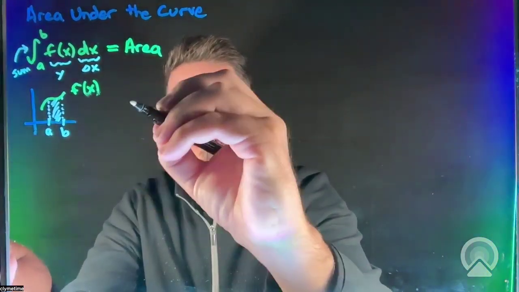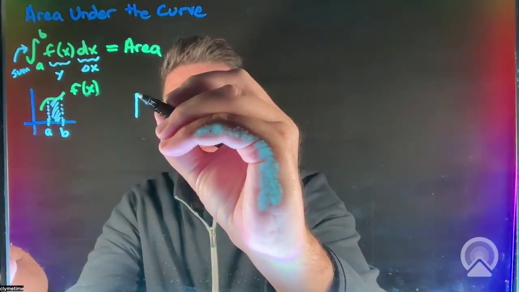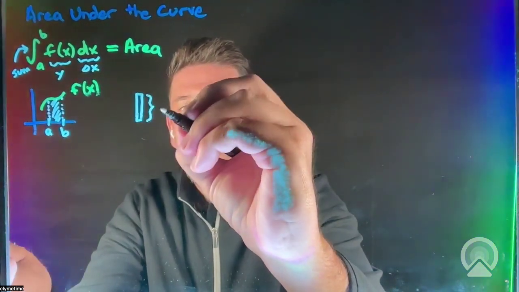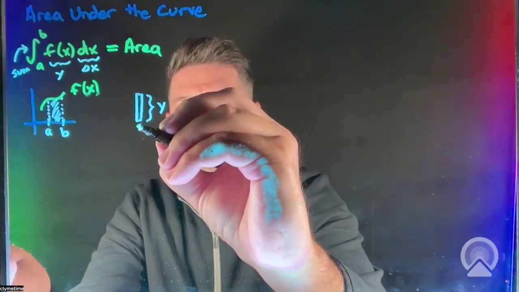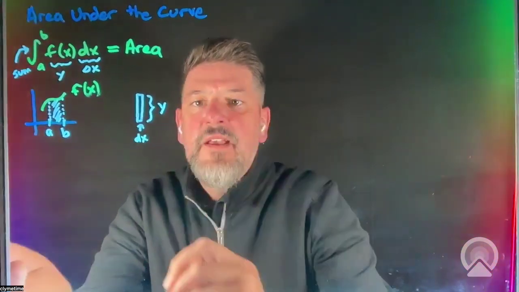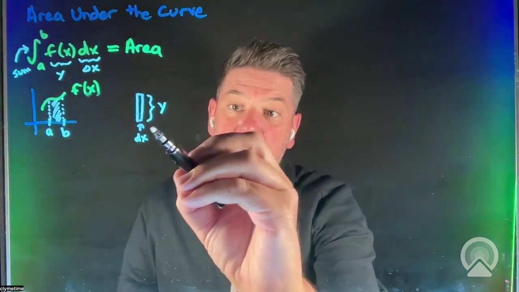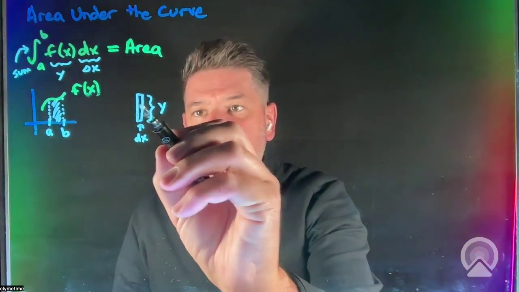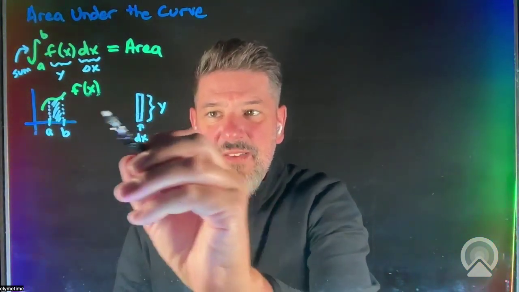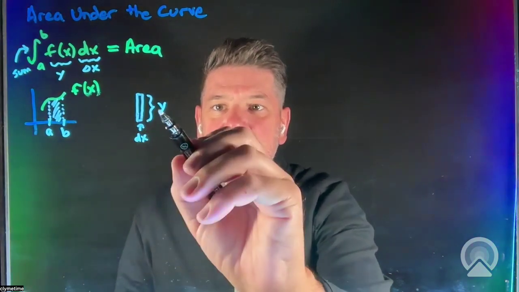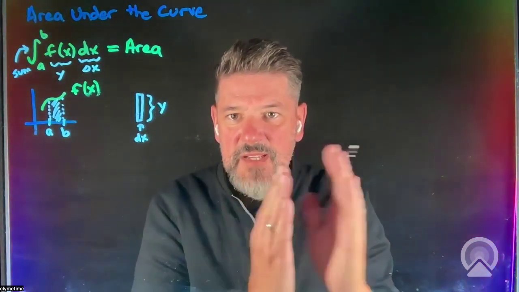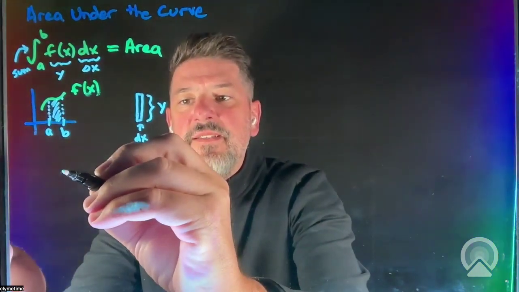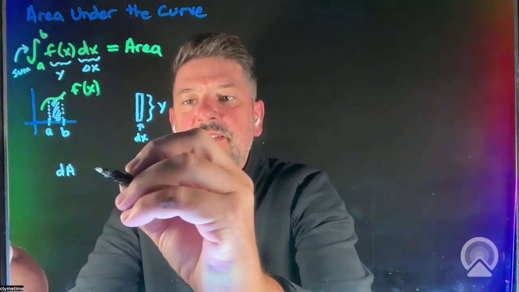So if we look at a little tiny rectangle, and let's say this little tiny rectangle has a height of y, and it has a width of dx. If we took y times dx, what we would have is a little tiny piece of area. And there are many rectangles in here. In fact, we could say there's an infinite number of little rectangles in there, and each one is side by side. There are no gaps and no overlaps. And a little tiny piece of area, we'd call that dA.